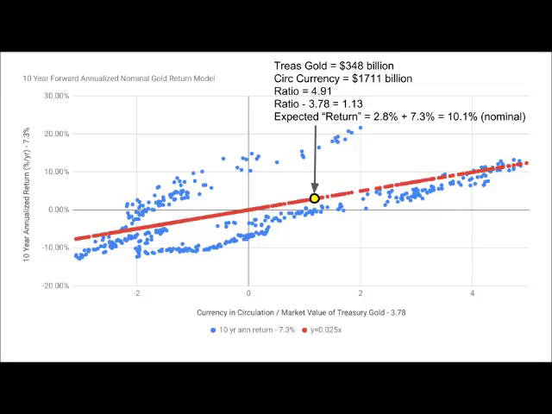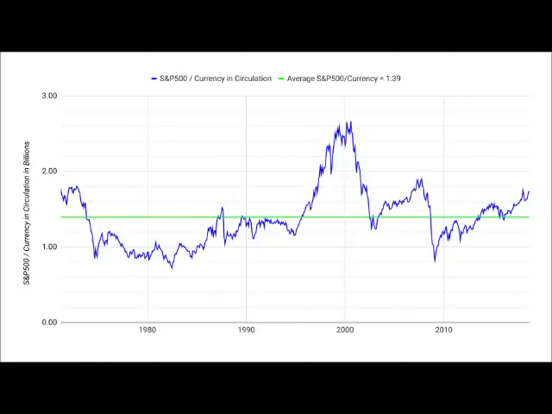Let's do the same exercise for stocks and see what the relationship looks like. I think you'll be surprised. Here is a plot of the ratio of the S&P 500 to the currency supply in billions of dollars. As I showed earlier, the index tracks the money supply fairly closely, and so it should not be a surprise that the ratio does not tend to stray very far away from a central value. The equilibrium value that I show here is 1.39.